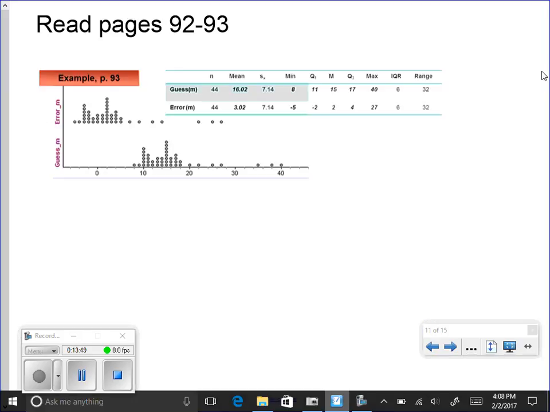So take a minute and read pages 92 to 93. It gives a great example of this and shows you how it goes through it. Now that you've read through it, this is the data that you looked at, and so I just want you to take a look. Notice the standard deviation stayed the same, the IQR stayed the same, the range is the same. However, all the other values, the mean and the 5-number summary, they all decreased by 13.